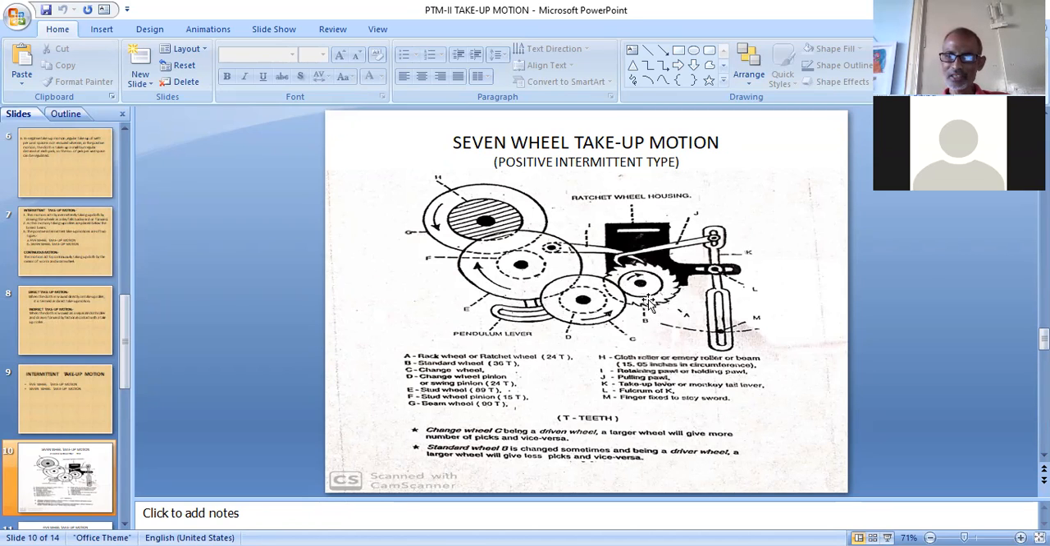Then depending on the number of teeth in this roller and the number of teeth in this roller, motion will be transmitted to this shaft. Then depending on the number of teeth on this roller and this roller, motion will be transmitted to this shaft. Then again, depending on the ratio of the teeth of this roller and this roller, motion will be transmitted to this shaft. And that will be the revolutions per minute of the take-up roller at the end. In this way, we are imparting a particular RPM to the take-up roller or cloth roller with the help of this train of wheels, in which we have 7 gears or 7 wheels, and this is known as 7-wheel take-up motion.